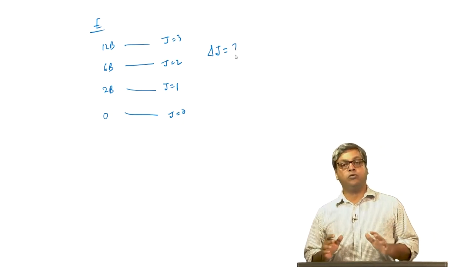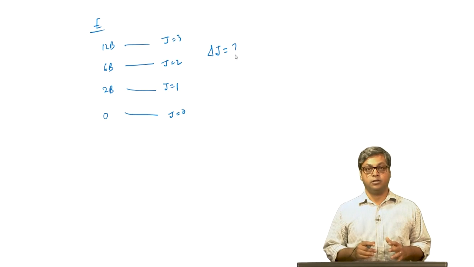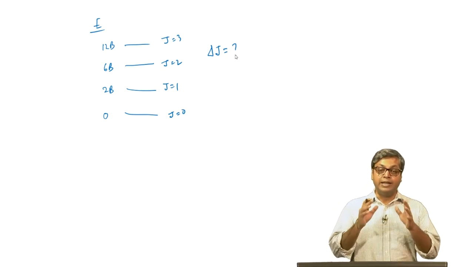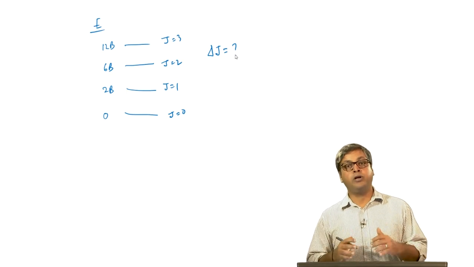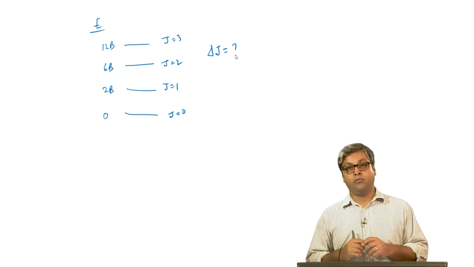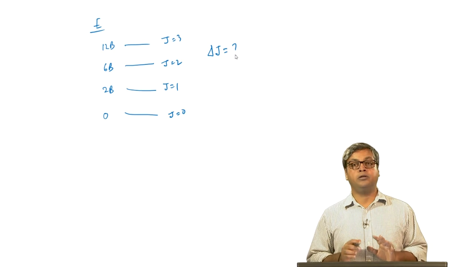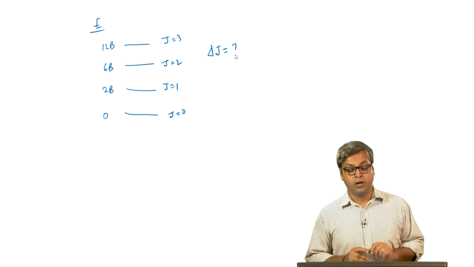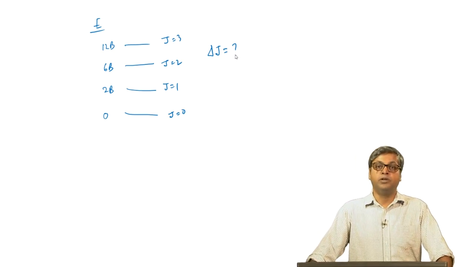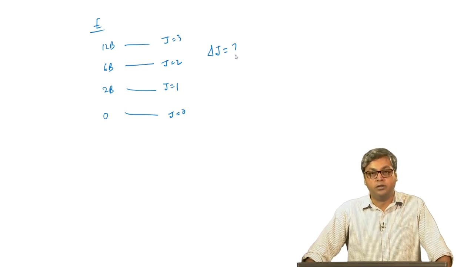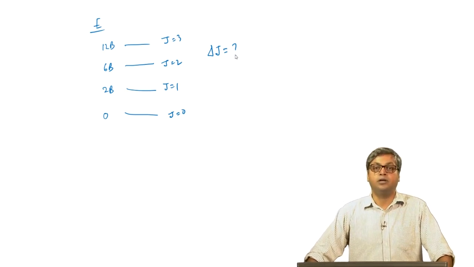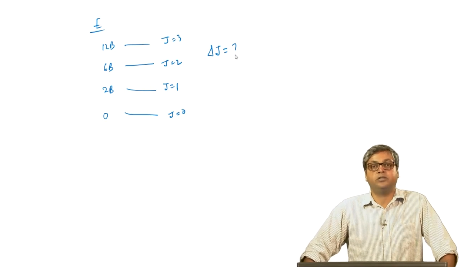Because we know the energies of each level, if we know what delta J is allowed for a diatomic rigid rotor with permanent dipole moment, we would have an idea about the rotational spectrum. To answer this, we need to know the selection rules of rotational spectroscopy. So, in the next lecture, we will discuss in detail the selection rules of rotational spectroscopy.